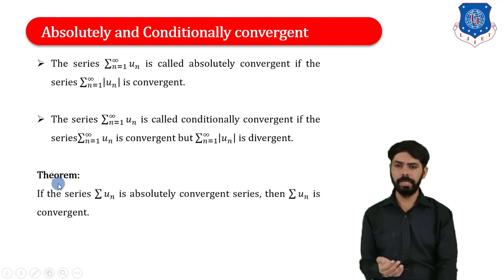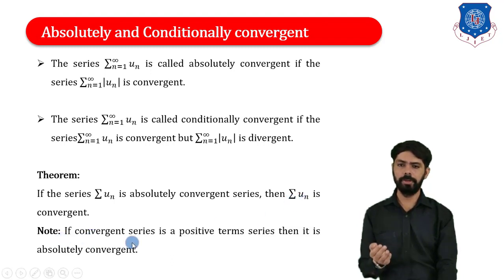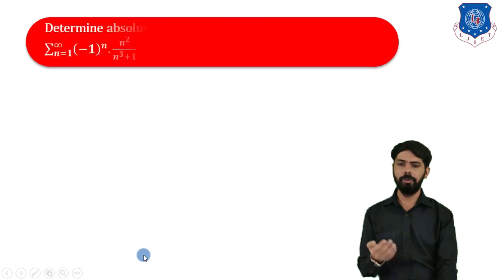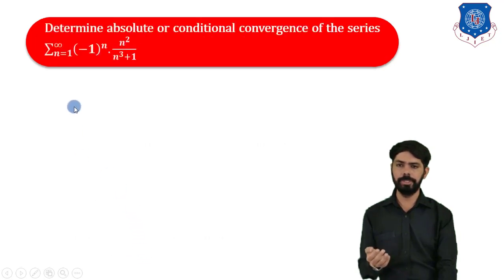Now we will discuss a theorem, that is, if the series sigma un is an absolutely convergent series, then sigma un is convergent. Note that if a convergent series is a positive term series, then it is absolutely convergent. Now we will discuss an example related to this.